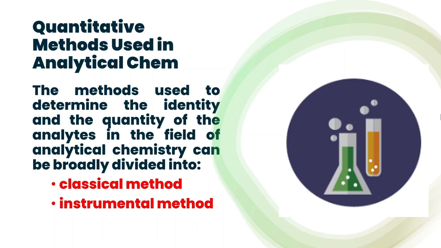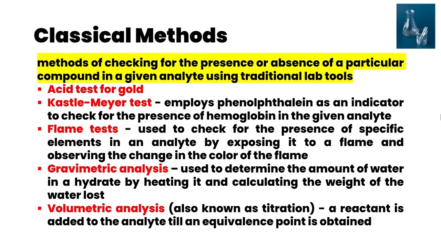Let's learn about classical methods of analysis. If we say classical methods of analysis, that's a method for checking for the presence or absence of particular compound in a given analyte using traditional lab tools. I know most of these tests, you have already done in the laboratory. Example, acid test for gold. This is one of the tests for purity of gold.